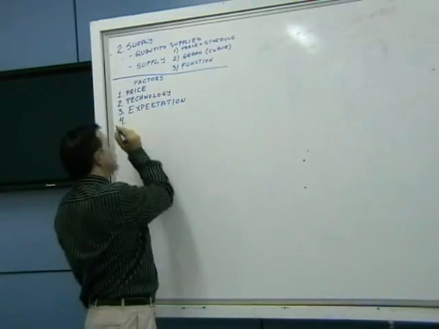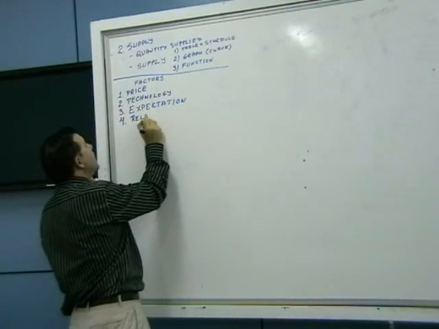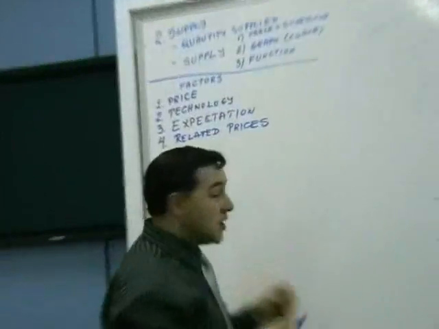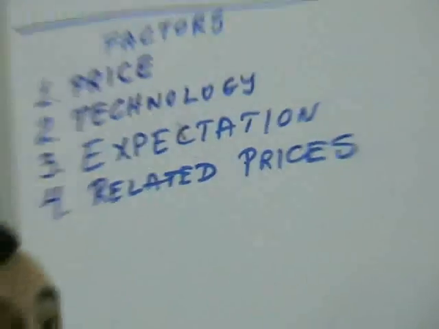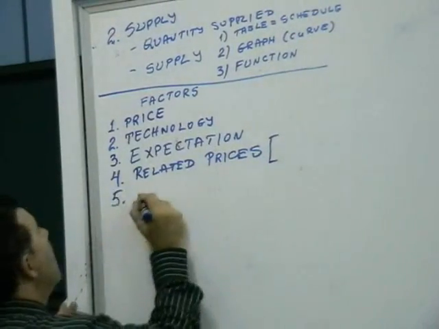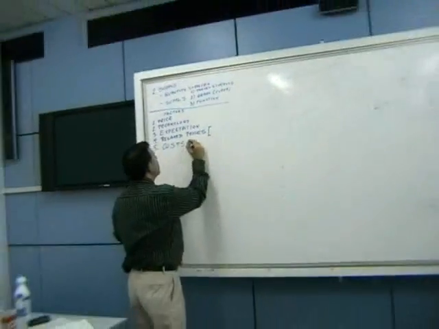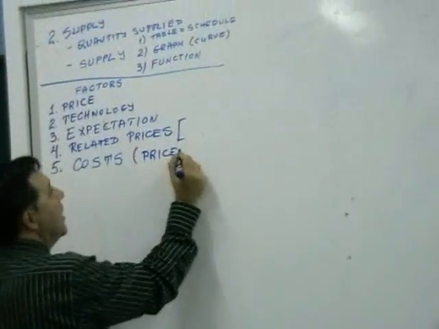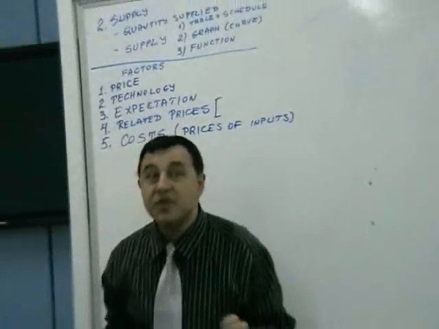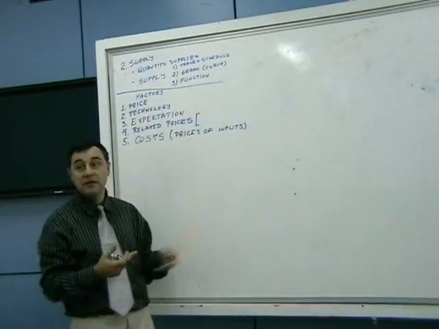Next. The prices of related goods. Okay, so, related, that's what we call it. Related prices. Well, for supply, it should also have, let's put in here, costs. I mean, these are important, costs. So, cost is what we call prices of inputs. This is a lot nicer. So, an input is something which is used in the production of something else.